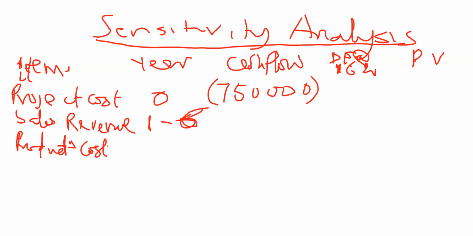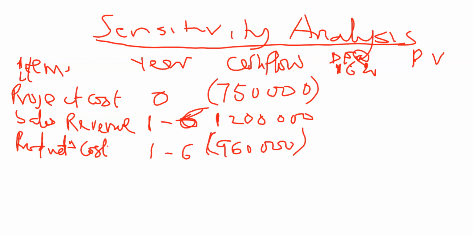Production cost. Also, we'll start from year 1 to year 6. This one is 1.2 million. This one is 960,000. This one will also have brackets because the question has mentioned cost. Is it clear? Yes, sir. So this is the arrangement.